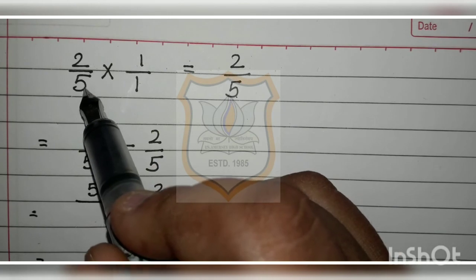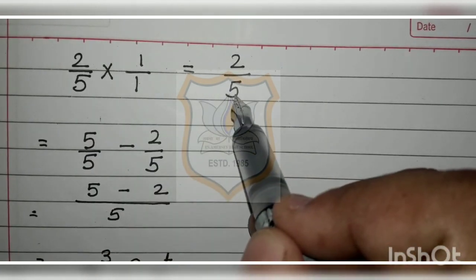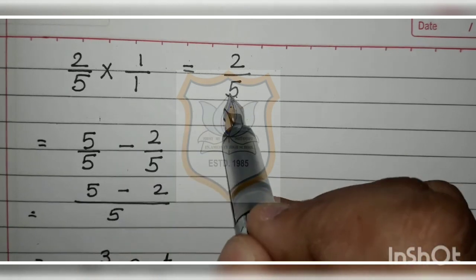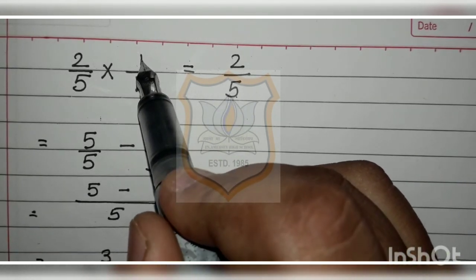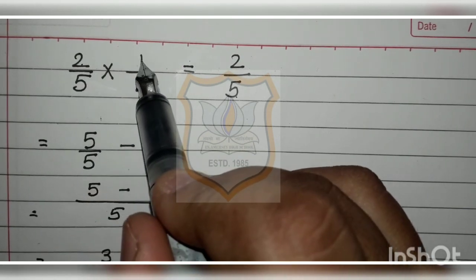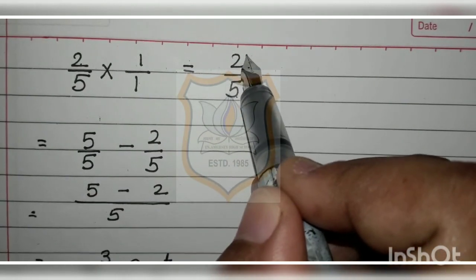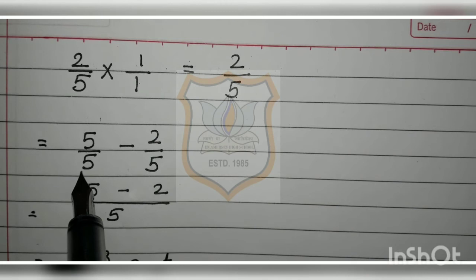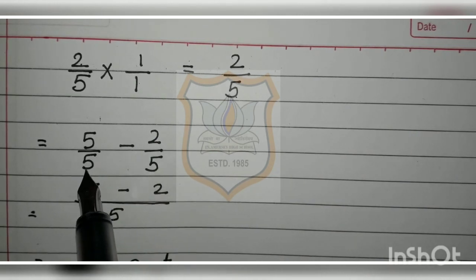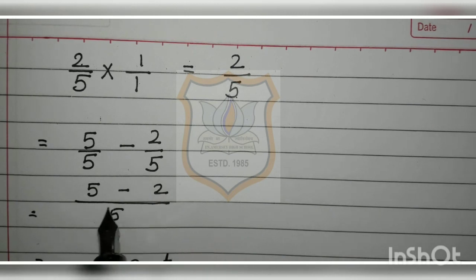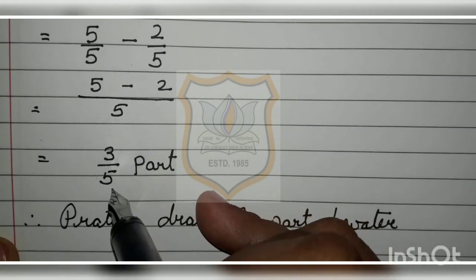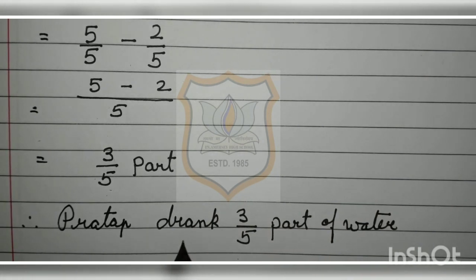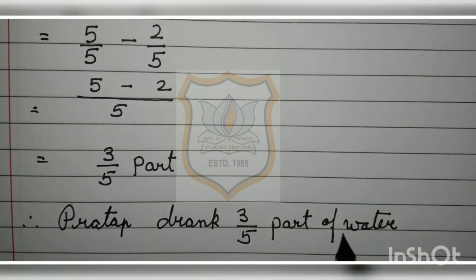Now, 2 upon 5. This 5 is multiplied by what? So that we will get 5. 5 is multiplied by 1. 5 1s are 5. If denominator is multiplied by 1, then numerator is also multiplied by 1. So 2 is also multiplied by 1. 2 1s are 2. Now our fraction will become 2 upon 5. Now these fractions are converted into fractions with like denominators. That is 5 upon 5 minus 2 upon 5. 5 is taken as common below the fraction line, and above the fraction line 5 minus 2, that is equal to 3 upon 5 part. So we can say that Pratap drank 3 upon 5 part of water.